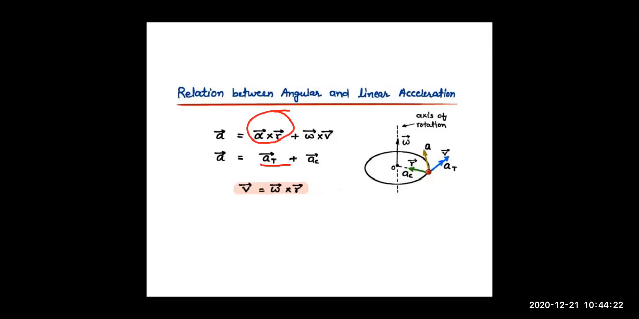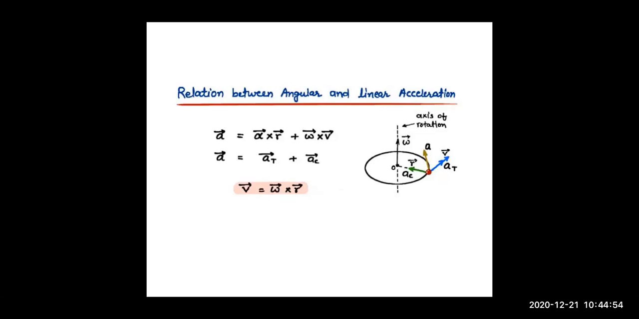gives us the tangential acceleration, right? And the cross product of angular velocity omega and linear velocity v. So the cross product of both the velocities, that is angular cross linear velocity, will give us the centripetal acceleration, that is AC. And this is a relation between the linear velocity v and the angular velocity omega, right? This we have derived.